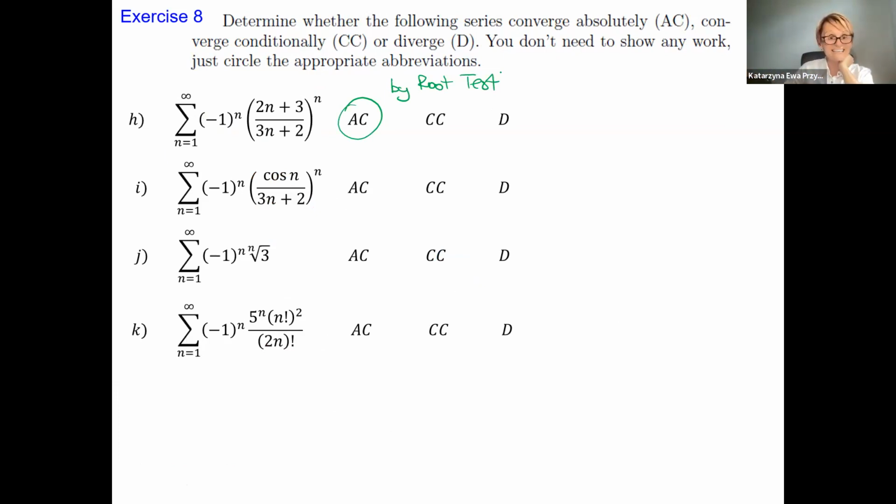Okay, what about I? Can we also use the root test? But then, even if we use the root test, what is the limit at infinity?